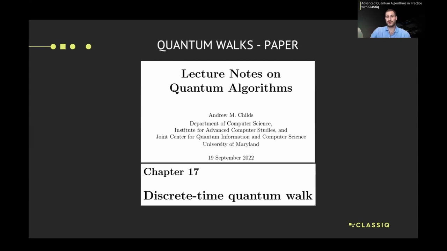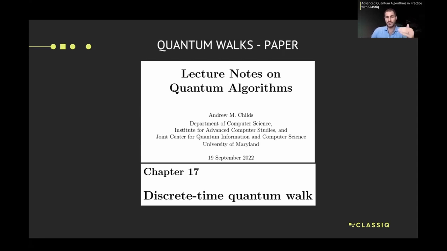So what we're going to cover is the lecture notes on quantum algorithms by Andrew Childs, who is going to give a guest lecture later on. So this is really nice. And we're going to focus on chapter 17, discrete time quantum walk. The lecture notes accompany an advanced course that he gave on quantum algorithms. So it's a graduate course, and he reviews at a high level the sub-framework of quantum walk that we are going to cover now. And this is what we are going to follow.